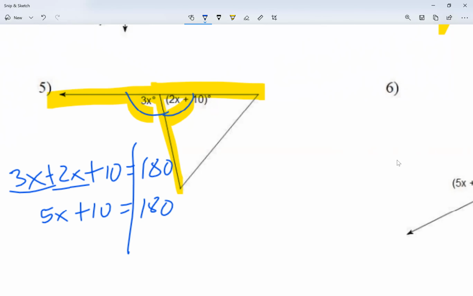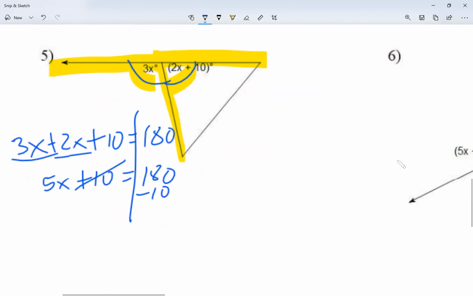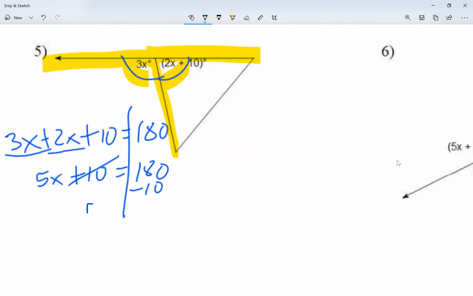I have to leave the x by itself. So this plus 10, let me move it over. That's a minus 10. Don't forget opposite operation. So I have that 5x is equal to 170. Let me divide both sides by 5. 170 divided by 5 gives me 34. 5 divided by 5 gave me 1, so 1x. 170 divided by 5 gives me 34. So x equals 34.